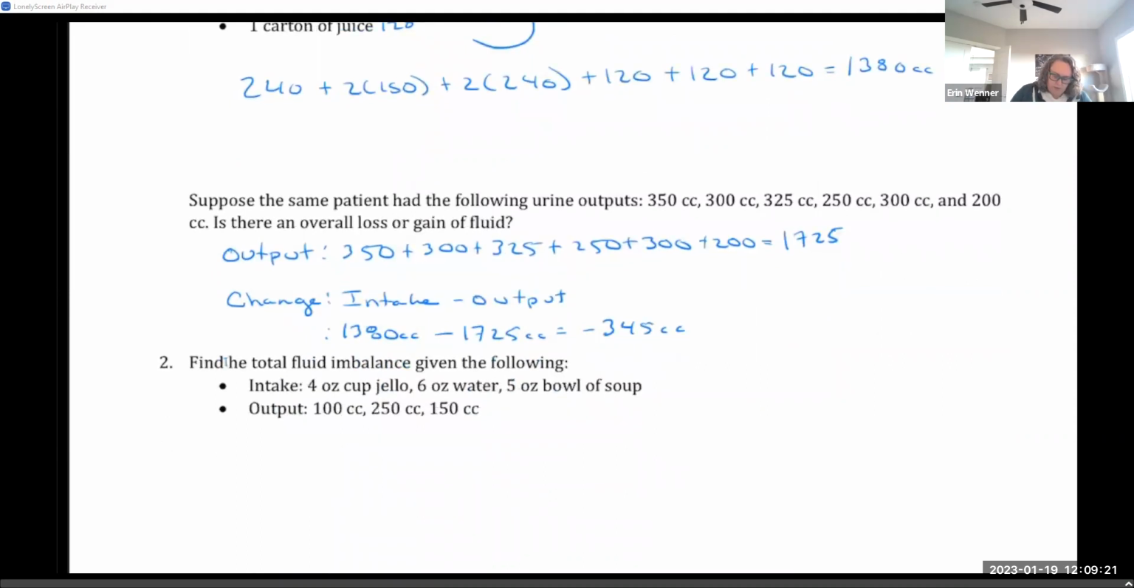So find the total fluid imbalance given the following. Intake is a 4-ounce cup of Jello, 6 ounces of water, 5-ounce bowl of soup. Outputs are 100 cc's, 250 cc's, and 150 cc's. I can tell you right now, because of the way these are measured, these are not under the standard measurement. So we want to use that 1 ounce equals 30 cc's conversion first. We can't use our standard equivalencies that we have on the previous page. So why don't you go ahead and calculate that one and send me your answer in a direct message. All I'm looking for is the final answer, the difference between the intake and the output.